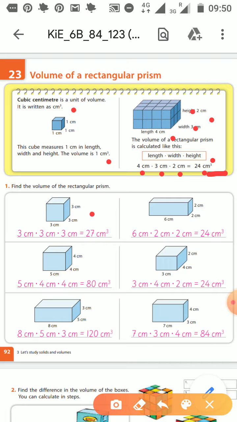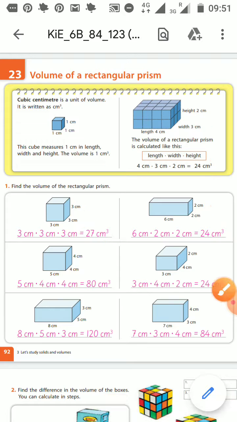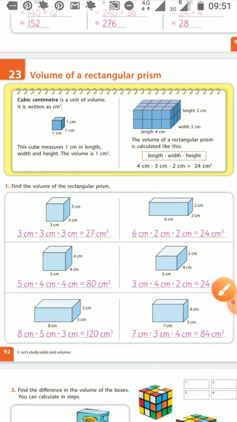There are 6 questions. First one to start you off with. It's a cube, and it's 3 times 3, which is 9. And another 3 times 9 is 27. Remember the cube bit. And all you've got to do is the same for the rest, really. I'll give you the second one as an overview. 6 times 2 is 12, and 12 times 2 is 24. Remember the 3-bit, centimeters cubed. All right, do the others in the same way.